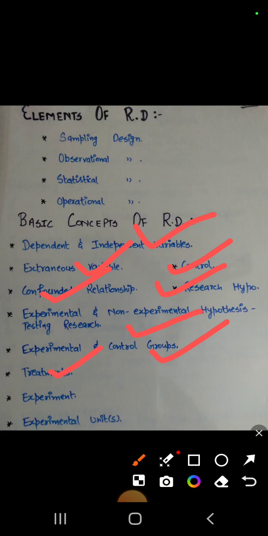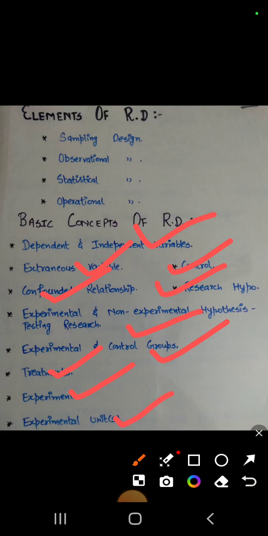Next the term is treatments. The different conditions under which experimental and control groups are put are called treatments. Next we have experiment. The process of examining the truth of a statistical hypothesis relating to some research problem is known as an experiment.